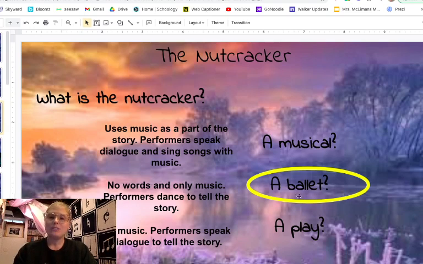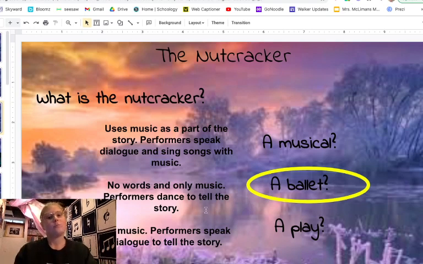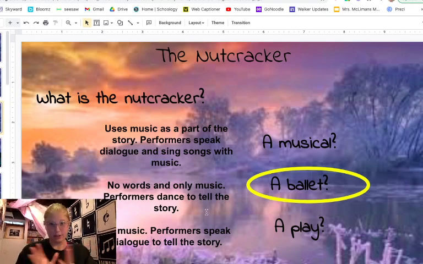What we're going to be studying is actually a ballet. The Nutcracker is a ballet. It has no words and only music. The performers dance to tell the story. So instead of the performers talking to each other and acting, the performers are dancing with each other as they're acting. And there's no dialogue, there's no talking, okay?